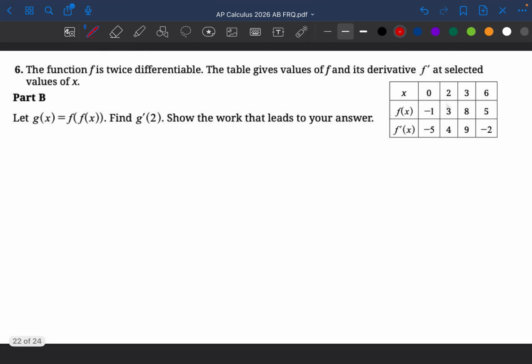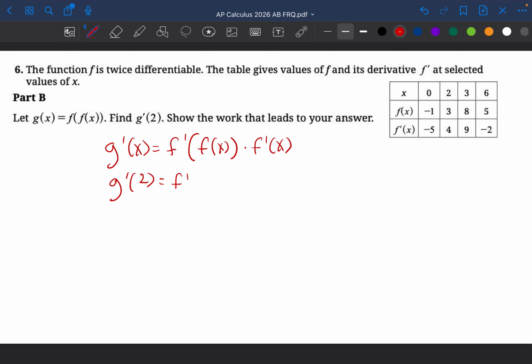Now part B, now they define this function, g of x is f of f of x. So to find g prime of 2, we're going to have to find g prime of x, which is going to require us to use chain rule. So we take the derivative of the outside times the derivative of the inside. So next, we'll substitute in 2 in for x. So f prime of f of 2 times f prime of 2.